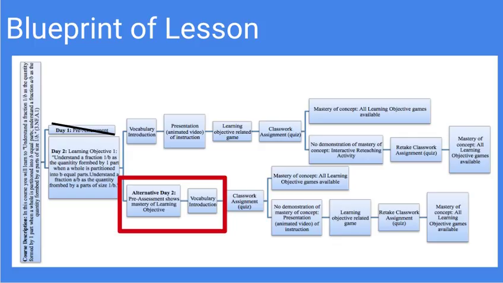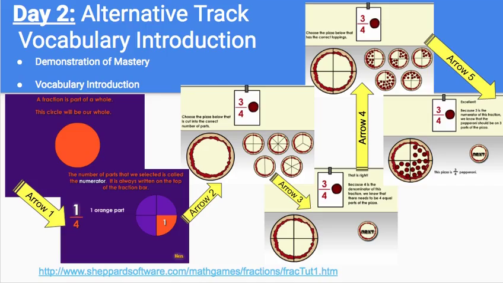The other track students may take for day 2 of learning is what I call the alternate track or the alternative track. This is the track students would take if they showed understanding of basic fraction knowledge and the learning objectives set for this lesson. In this case, students would take the pre-assessment and then complete the vocabulary introduction. This is the same activity that was completed by the students following the other track.